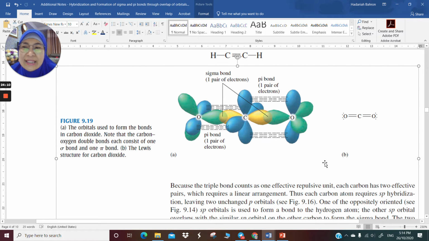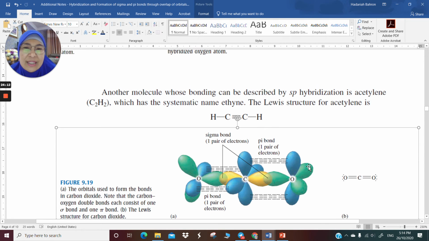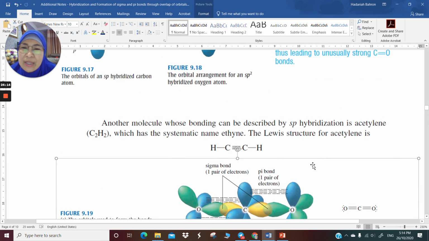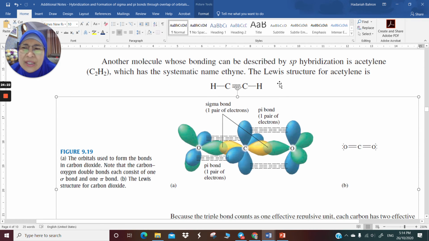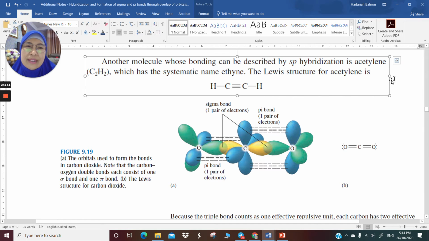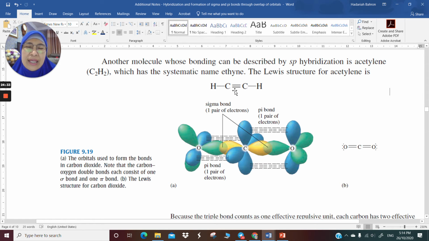Is that clear? Okay, now after that, I'm going to give another example. The arrangement is a little bit funny here, but never mind. Another example is ethyne, with a triple bond. When you have a C triple bond C in the middle and one hydrogen on each side, it's also linear.